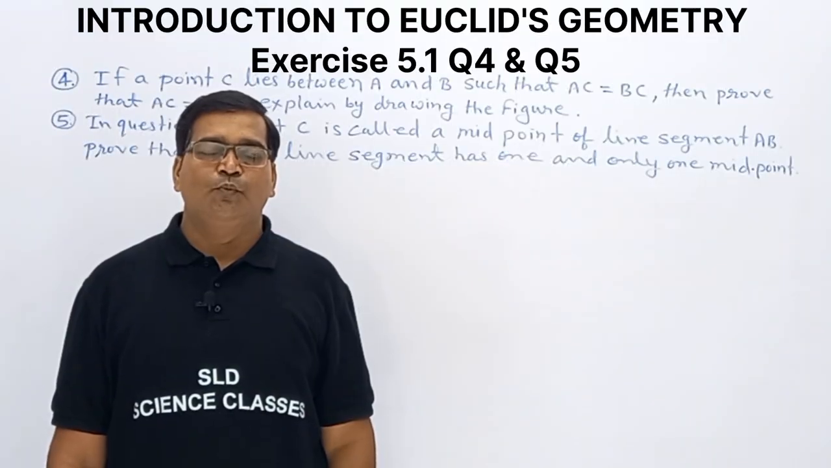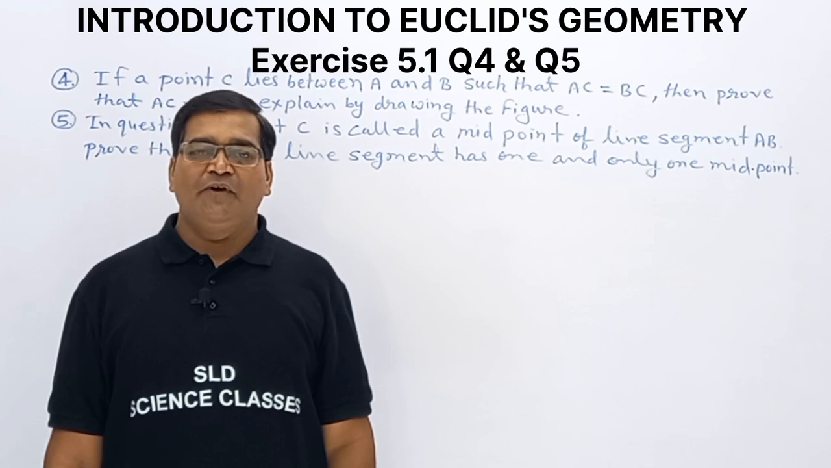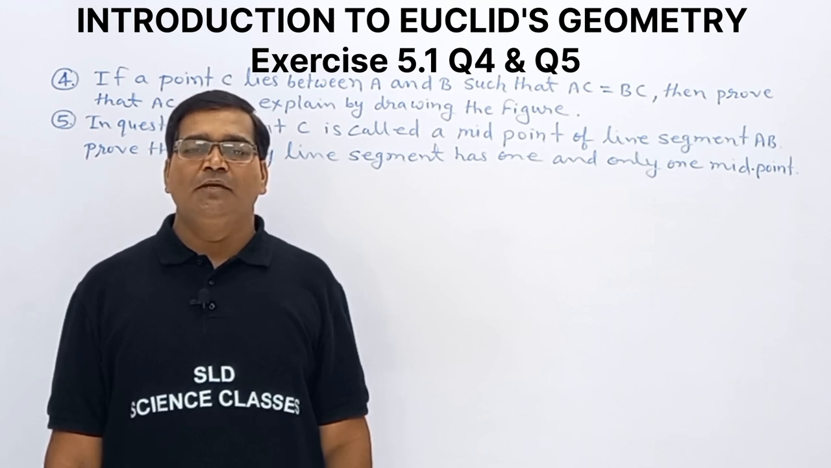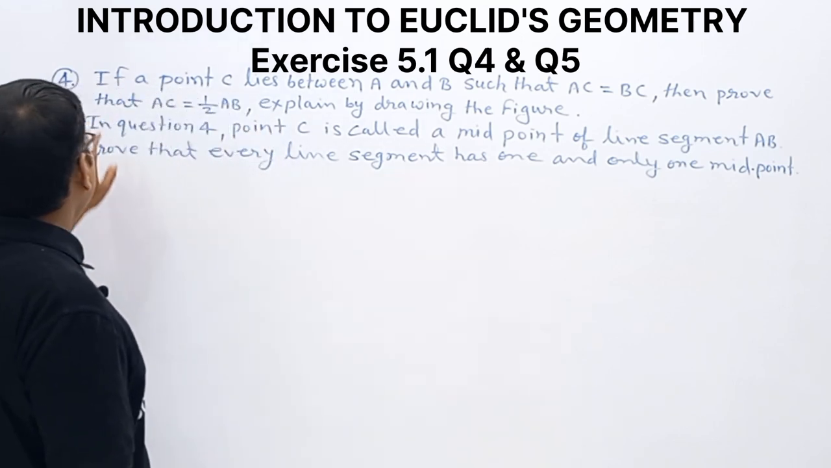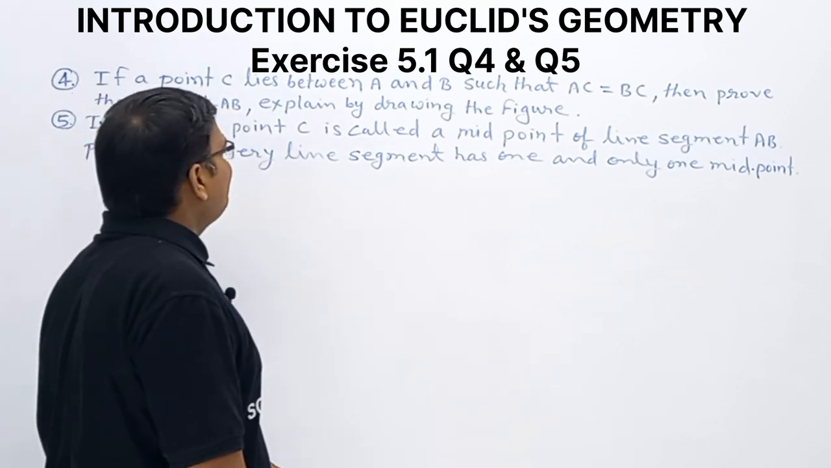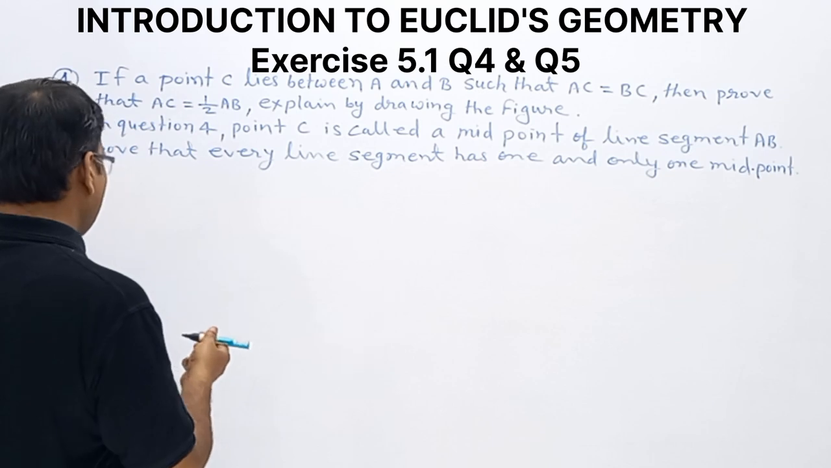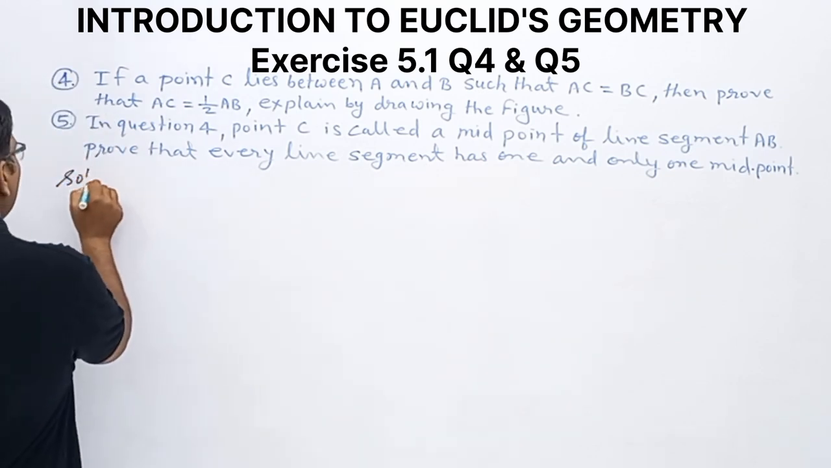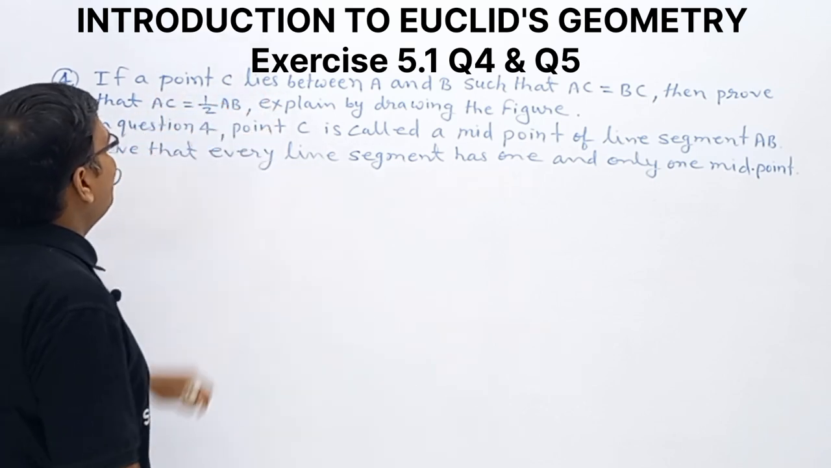In this class, we are going to discuss question number 4 and 5, exercise 5.1, Introduction to Euclid's Geometry. Observe these questions. First, I am taking question number 4. If a point C lies between A and B, what about the solution of question number 4?